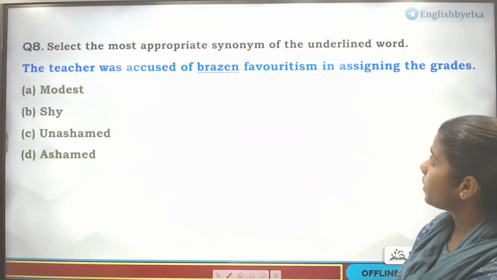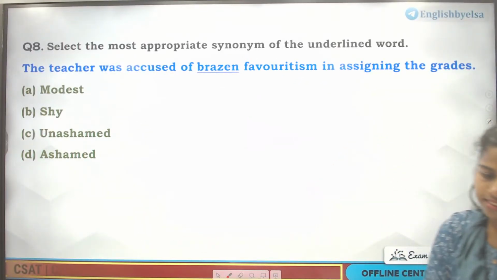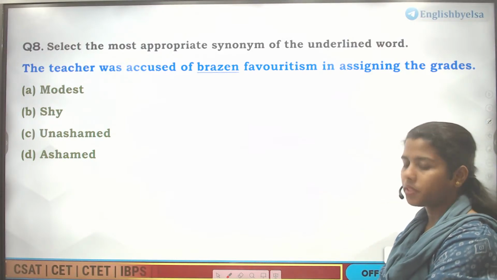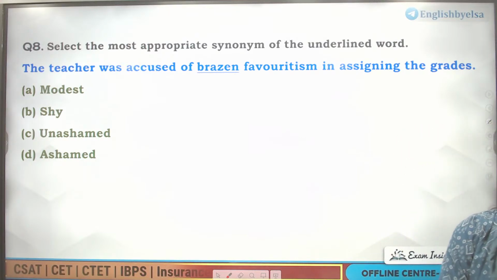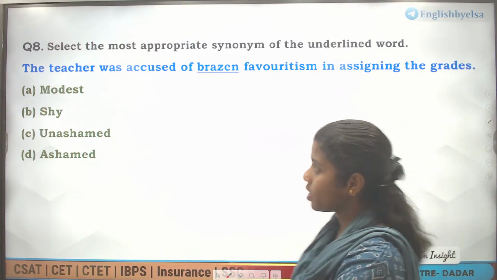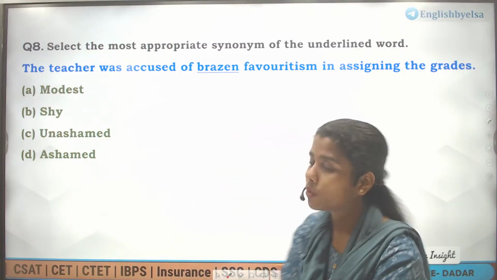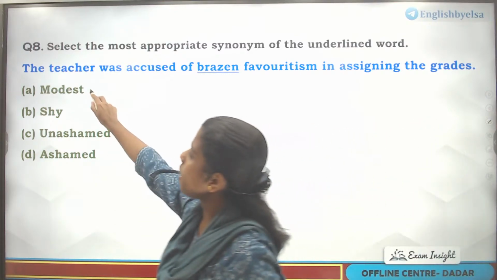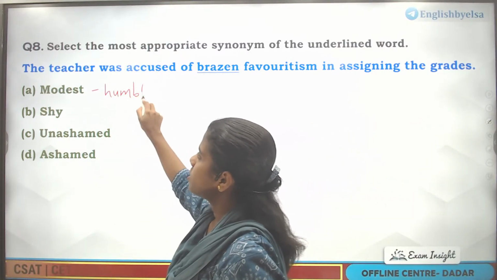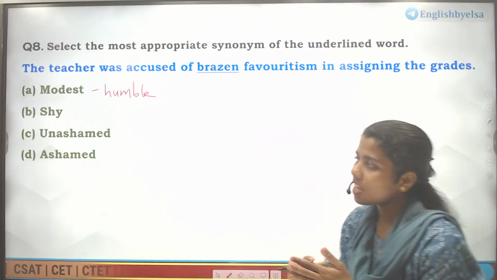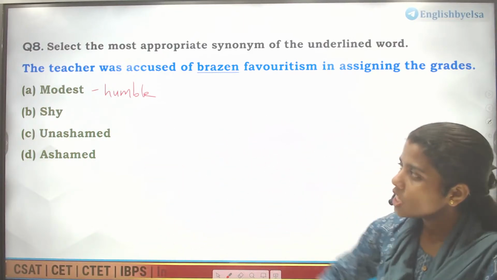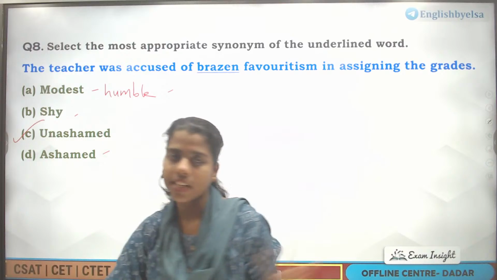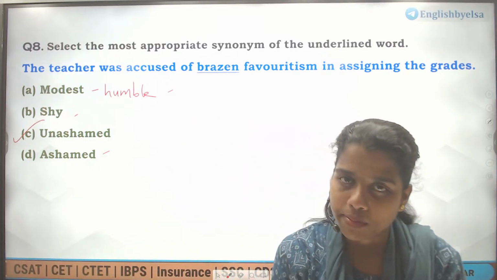Next one. Brazen. The synonym of brazen. Modest, shy, unashamed, ashamed. In these types of questions, if you do not know the meaning of the word, look at the options. Modest means humble. Shy you know. Ashamed means also the same. So these three can be considered under one category. One you can put aside, that is unashamed, and that is my answer.